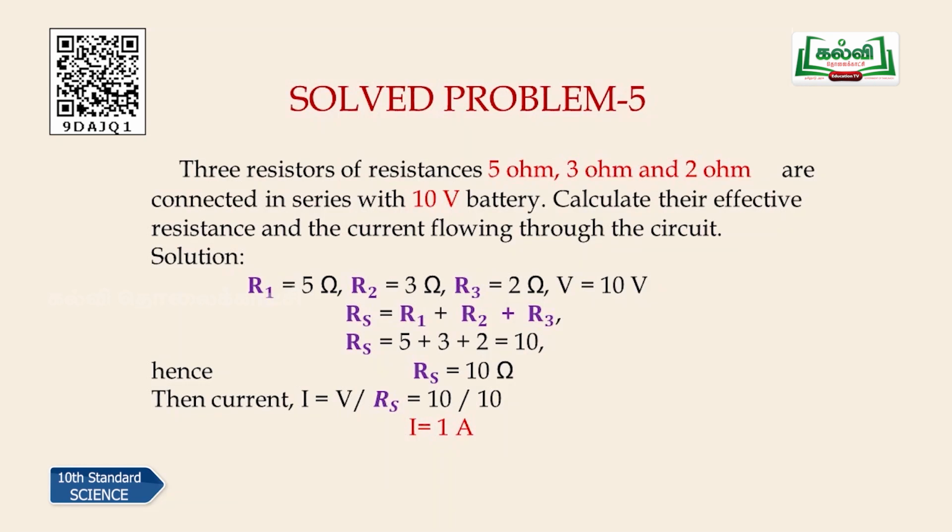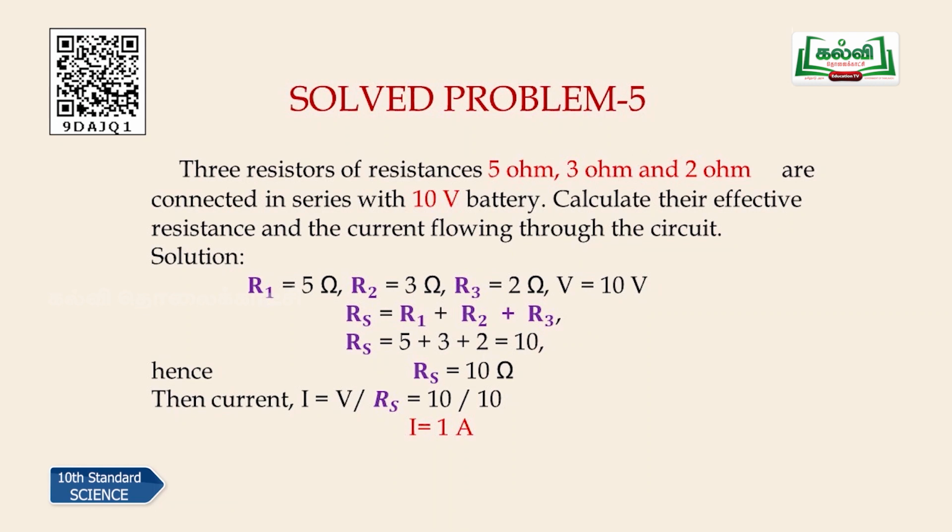Now, we can go to a problem based on the series combination. Look at the question. 3 resistors offering resistances 5 ohm, 3 ohm and 2 ohm are connected in series with a 10 volt battery. Calculate their effective resistance and the current flowing through the circuit. Now, what is given? 3 resistors' resistances are given and also the potential difference is given. From that we have to calculate the effective resistance and the current flowing through the circuit.